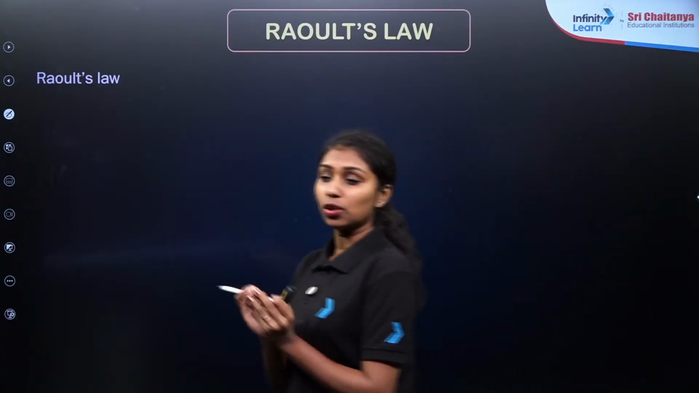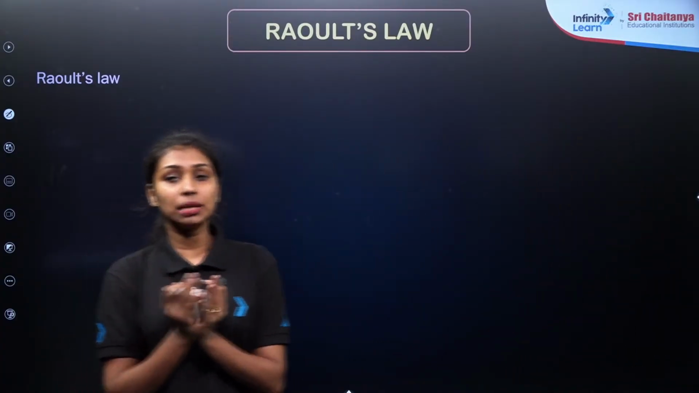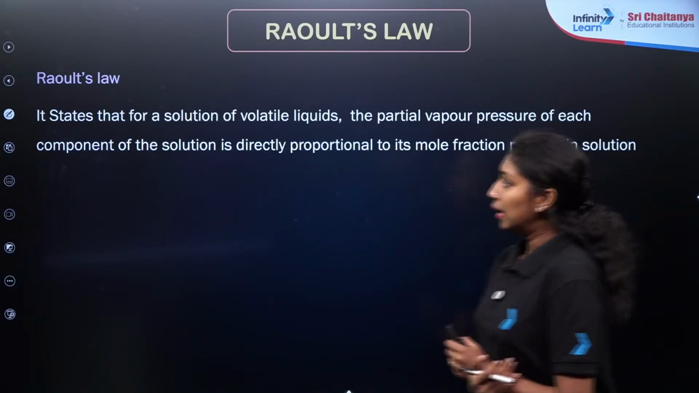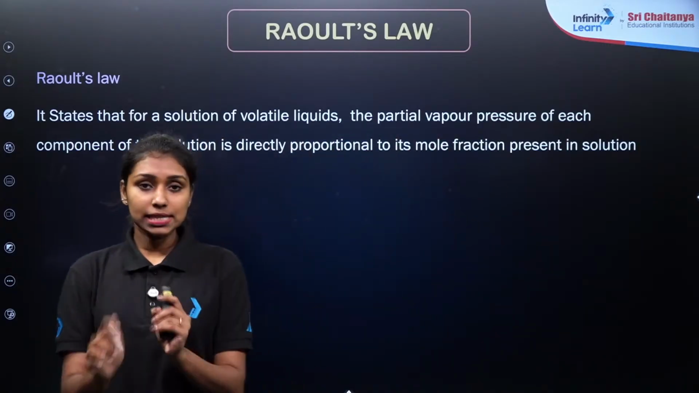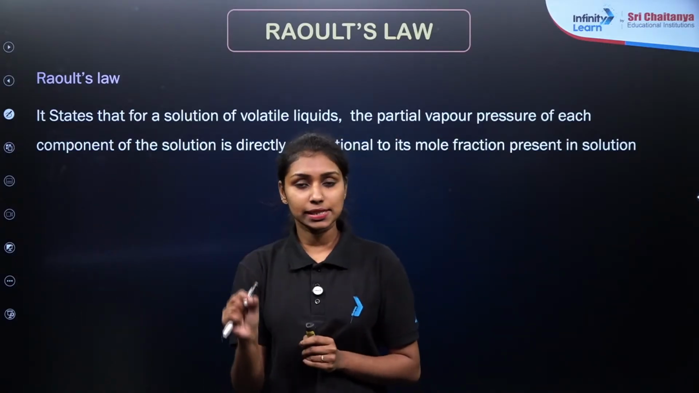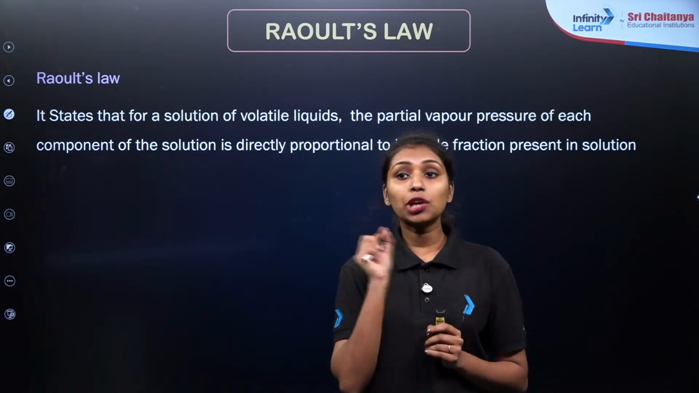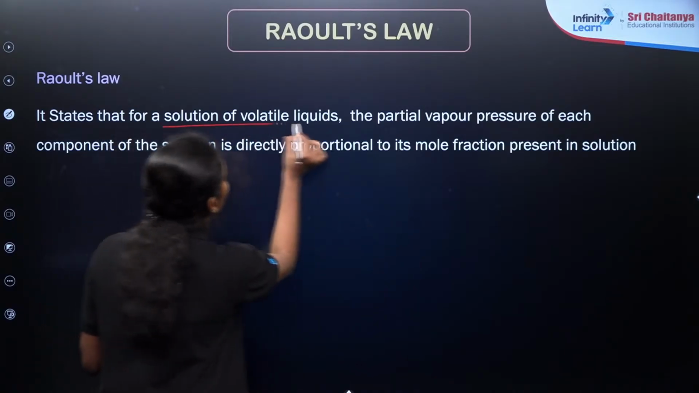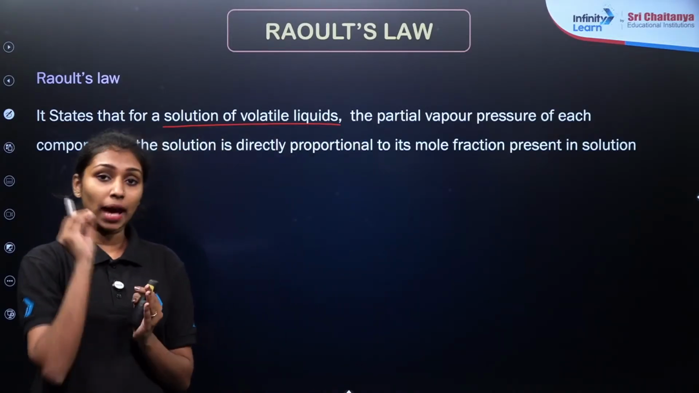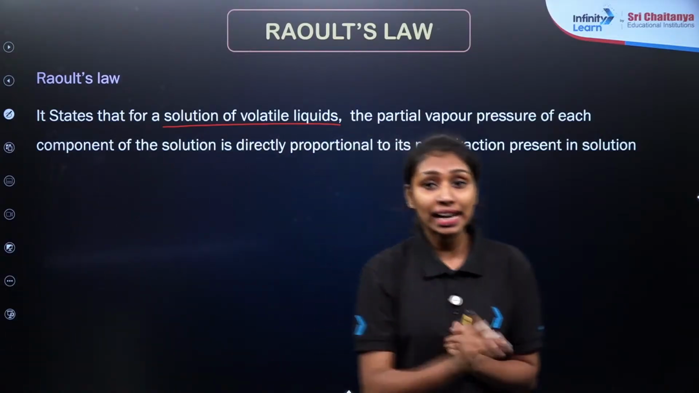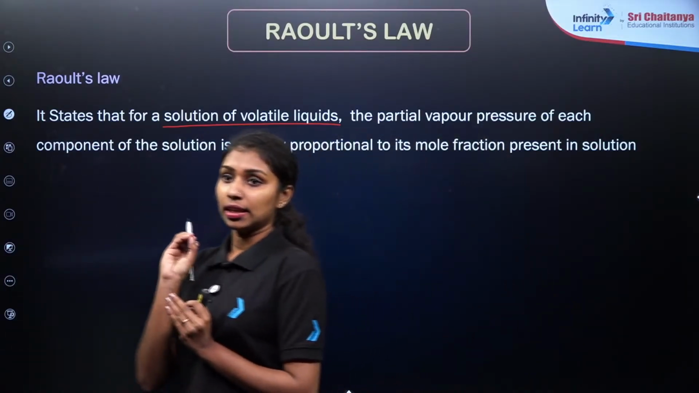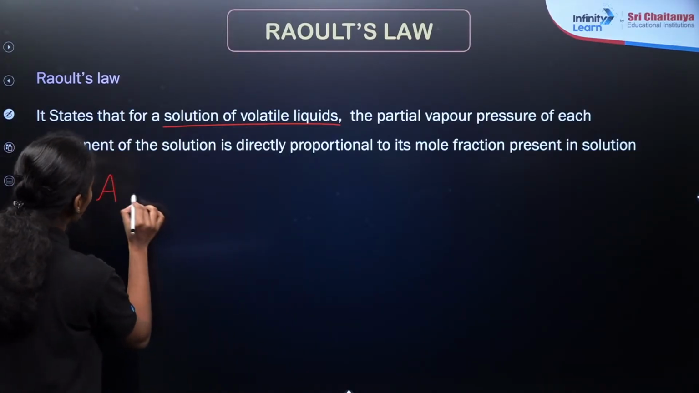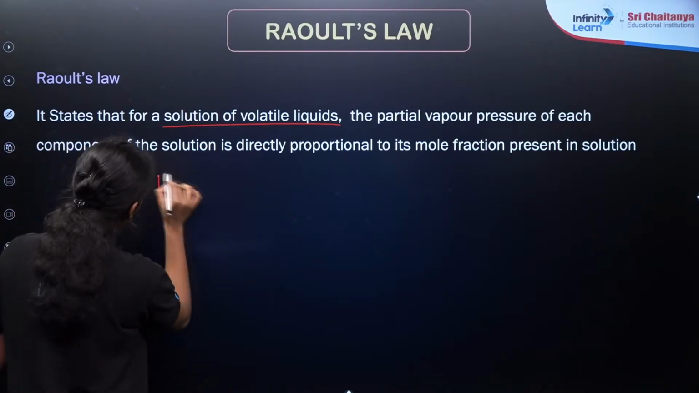What will be the definition or idea of Raoult's law? It is the scientist Raoult who introduced the relationship between vapor pressure and the mole fraction of the liquids. We can define Raoult's law as follows: for a solution of volatile liquids, which means a binary solution containing two components, one solute and one solvent, both liquid in nature and volatile, the partial vapor pressure of each component is directly proportional to the mole fraction of that component present in the solution, right? For example, if I am taking a binary solution combining solute A and solvent B, right?